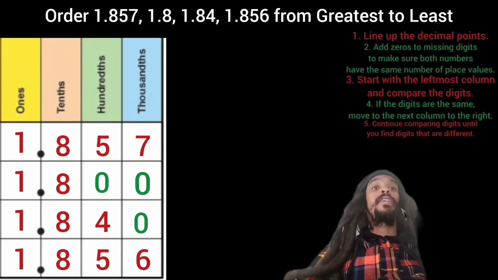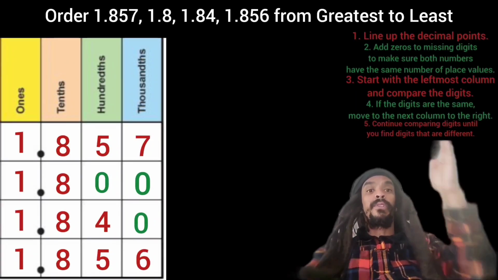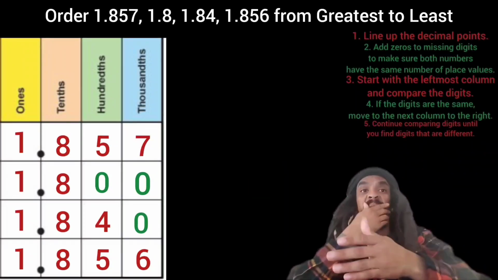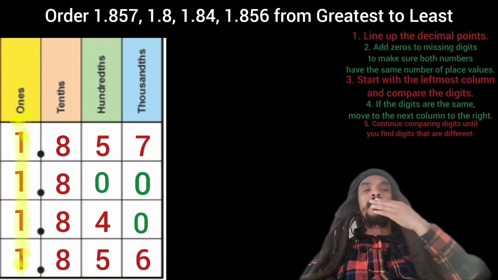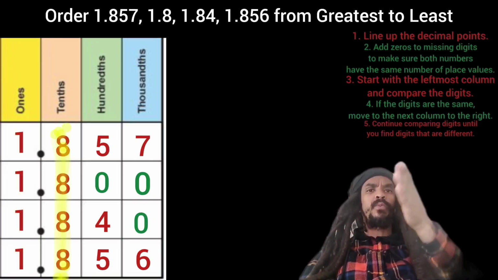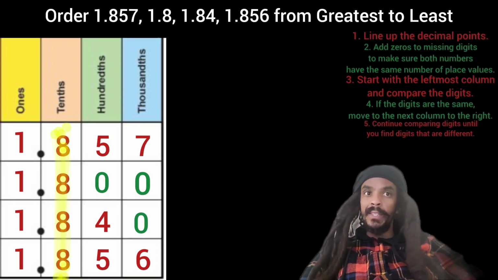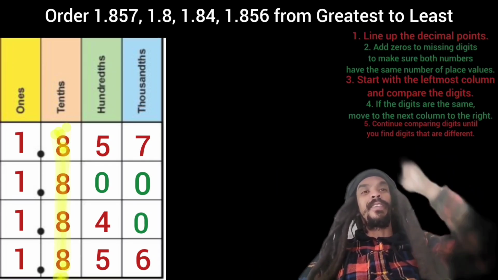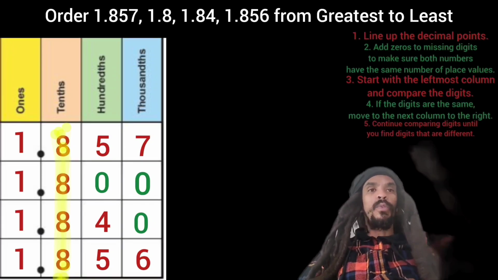So now that everything is balanced, we can take a look at all these numbers, starting from the leftmost column. From the leftmost is our ones place. As we notice, everything in the ones place is a 1. So let's jump to the next one. We'll go to our tenths place. We still got the same problem. It's all the same number. Everything is an 8. Okay, now let's go to our hundredths place.